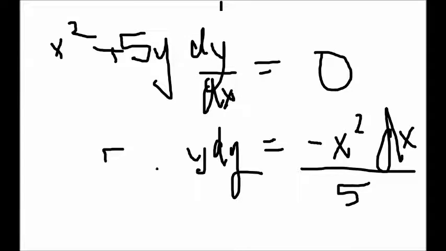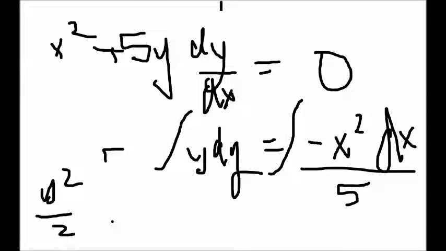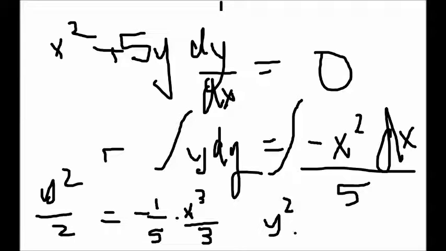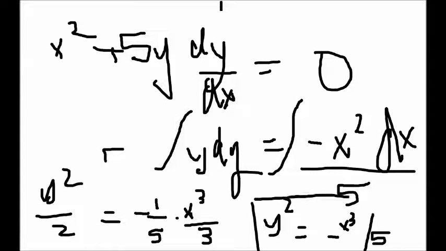So now you take the integral, and so you have y squared over 2 equals negative 1/5. You can bring that out. And then x cubed over 3. So y squared equals negative x cubed over 5. Alright, let's do the next one.